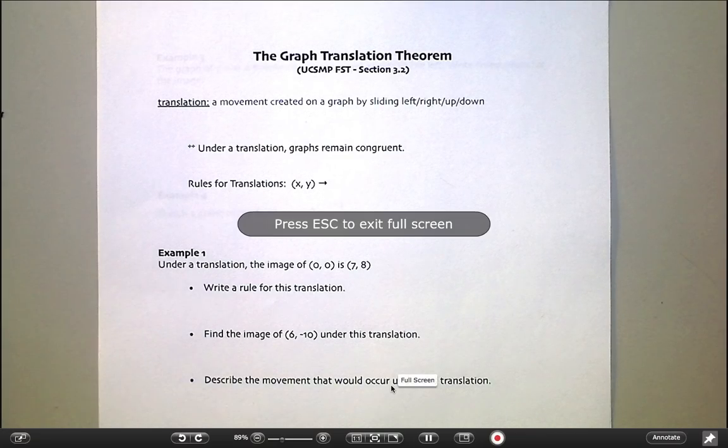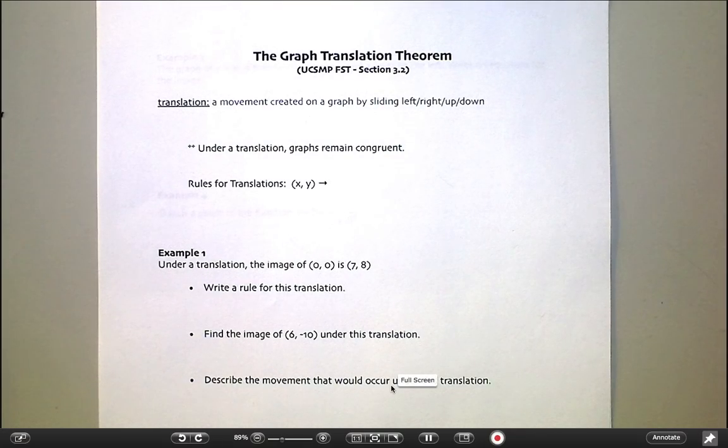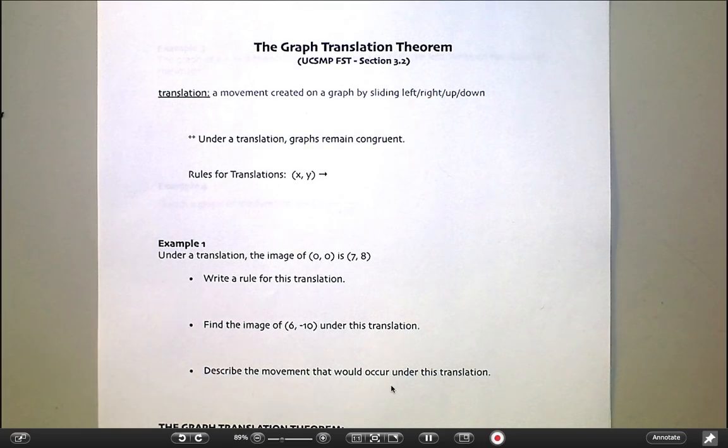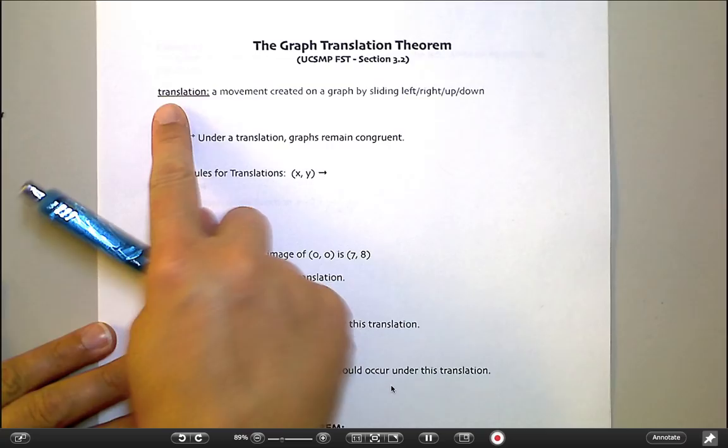Hi everyone. Sorry I couldn't be there with you today, but this lesson is on the graph translation theorem, which you actually talked a little bit about last year. I think you only talked about it probably in relation to quadratics, but it's not too difficult to wrap your head around. One little tricky piece, but should be okay.